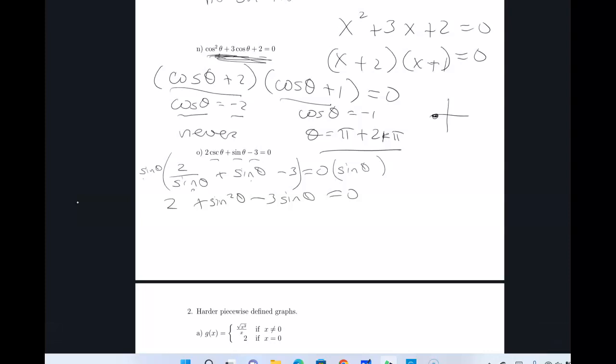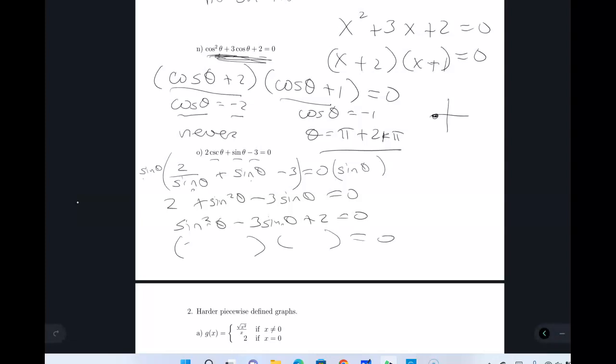I know. Let's rewrite this: minus 3 sine of theta plus 2 equals 0. If I just put the powers in descending order, sine squared, sine to the 1, onto 2, let's see if I can factor and solve.